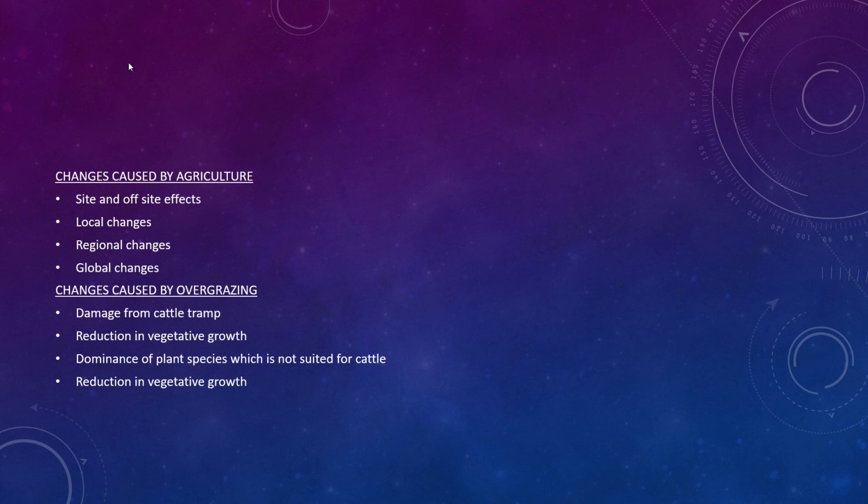Next, global changes. Global changes is just like climate change, because we know due to ozone layer depletion and global warming and greenhouse effect, the climate is changing everywhere, and that is another reason globally which is caused due to agriculture. Okay, because a lot of carbon dioxide is emitted in the atmosphere. I will tell you in detail in the next session.